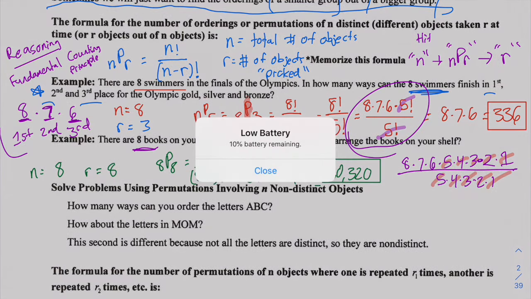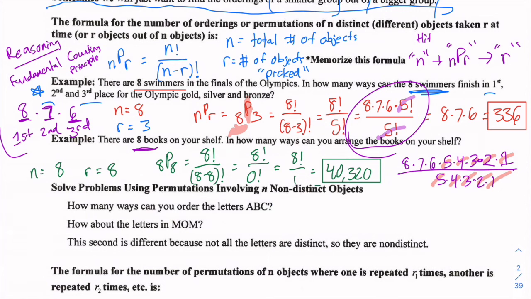And again, could you have done it with reasoning? If you have 8 books to rearrange, you have 8 slots: 1, 2, 3, 4, 5, 6, 7, 8. And you literally just do 8 options, 7 options, 6 options, 5 options, 4 options, 3, 2, 1. And this here is the same as saying 8 factorial.